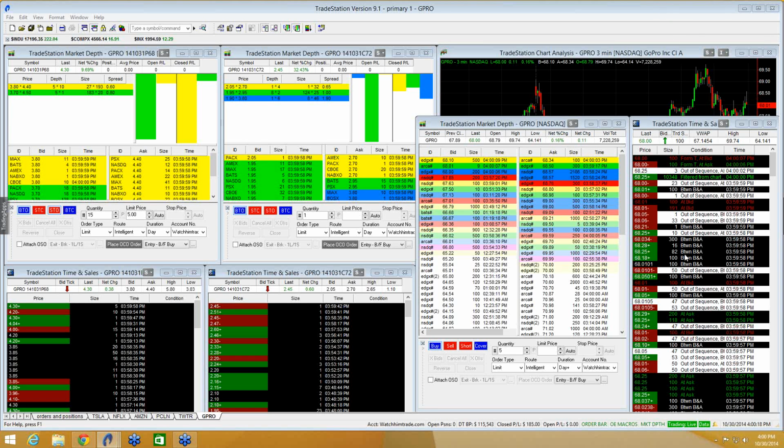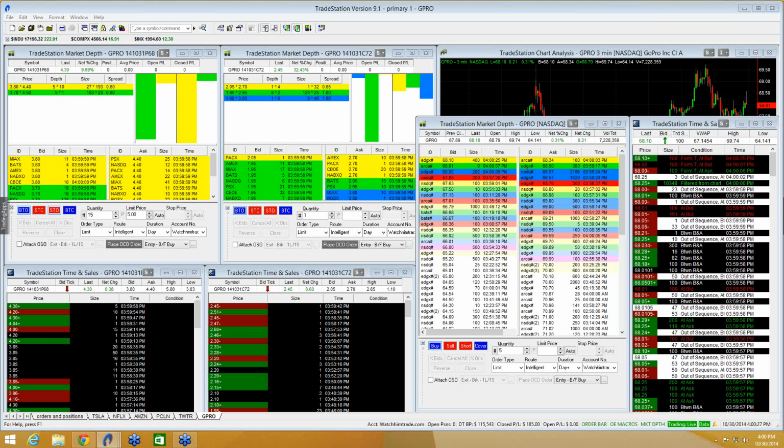For GoPro, it is 65 to 70. That's the channel that it's been in all week here. So you need earnings to get it out of that channel in order to get some good volatility. Just kind of watching for the reaction.